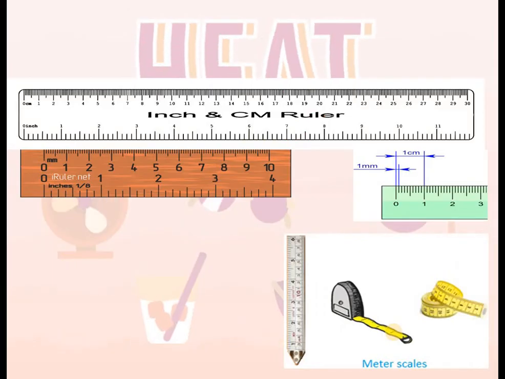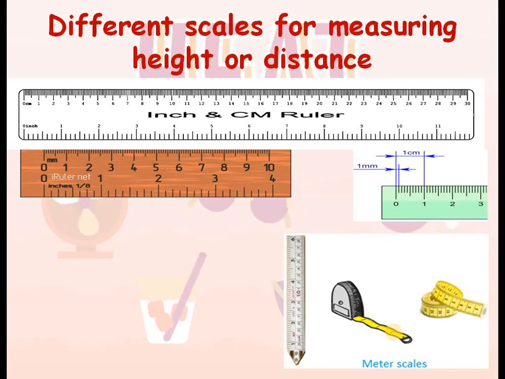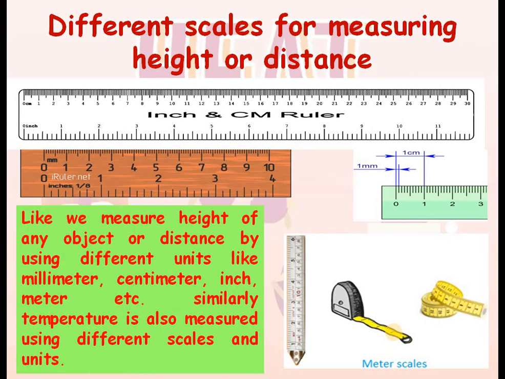Now tell me what you observe here. What are these objects? These are different scales that are used for measuring height of any object or distance. We measure height of any object in inches, centimeter, kilometer, meter, millimeter. Similarly, temperature is also measured using different scales and units.